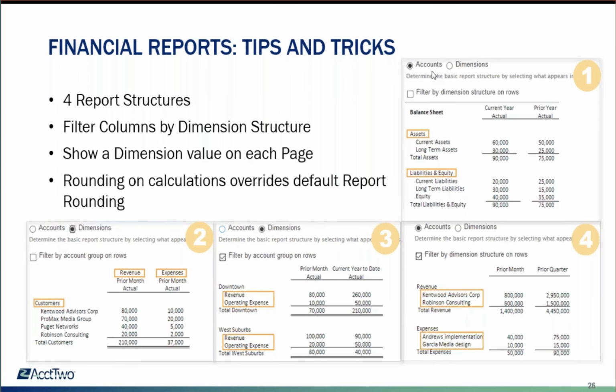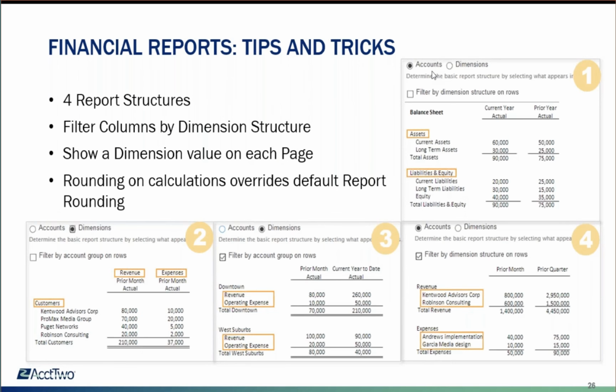Option number 2, in the bottom left corner of the screen, flips the rows and the columns. The rows are now based on a dimension structure, which is a subset of a given dimension, and your columns now have your account groups, that subset of your chart of accounts.